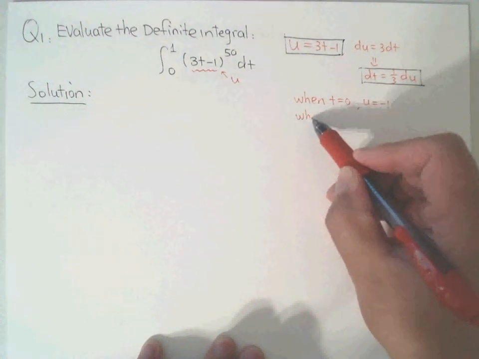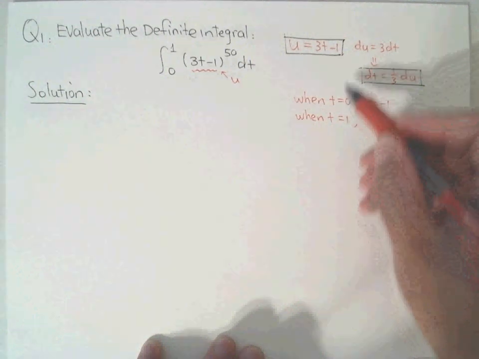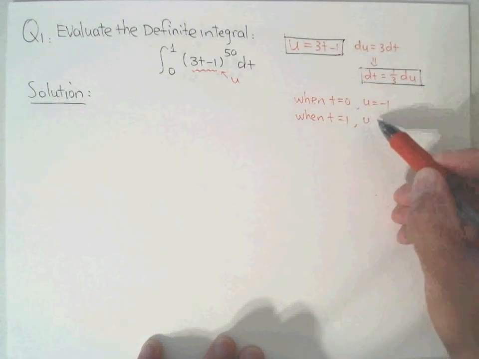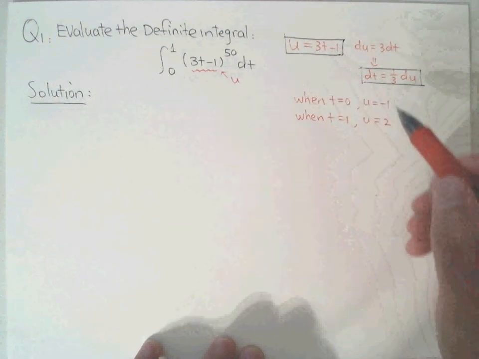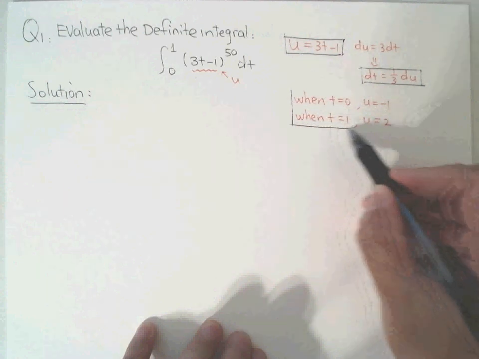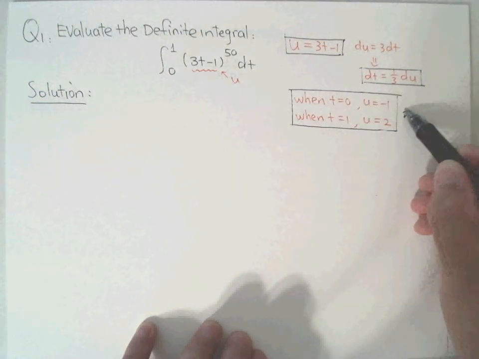The same. Take t equals 1. Plug into the substitution: t equals 1, 3 minus 1 is 2. So we have u equals 2. The upper limit goes to 2. See, this is something new from the last topic. Don't miss this step.